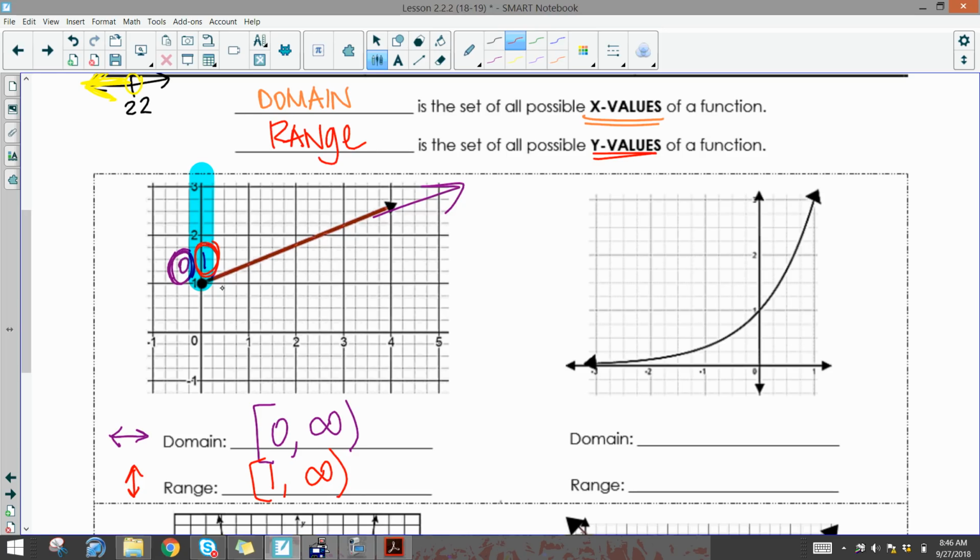And again, we have a bracket here because that's an actual point on the graph. It's not an open circle. It's not an excluded value. It is an actual point on the graph.